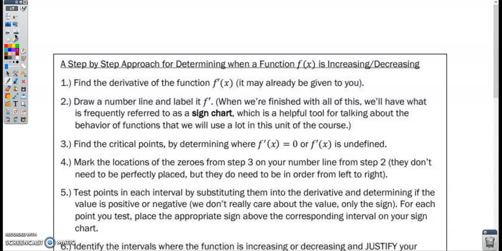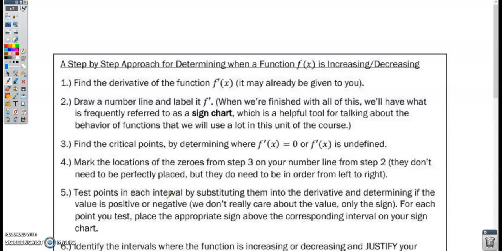Notice I say in here in parentheses, they don't need to be perfectly placed, but they do need to be in order from left to right. It's okay if the space between 1 and 2 on your sign chart is the same as the space between 2 and 5, because what we're really focusing on is what happens on the intervals in between those two numbers. We're not worried about our number line, our sign chart, being drawn to scale.